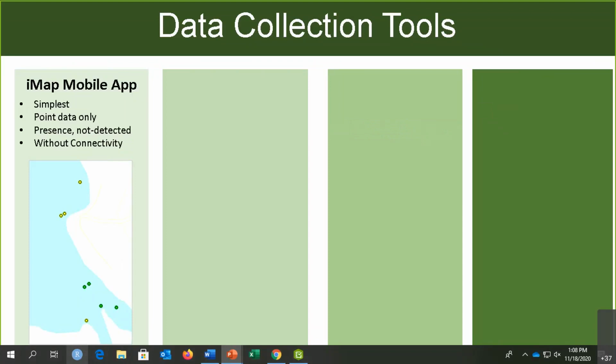All right, so the simplest data collection tool is the iMap mobile app. This is the simplest tool that's used by the widest audience, I would say, and you can do point data, so no polygons or lines, but points, and you can record presence or not detected, and you can do all of this without connectivity, so you don't need to be connected to the internet. You can be out in the field. And in the picture, I'm showing green points, which are presences in iMap, and yellow points, which are not detected.